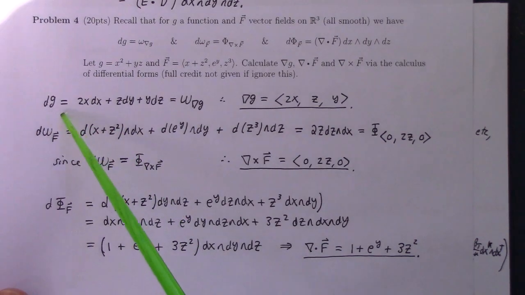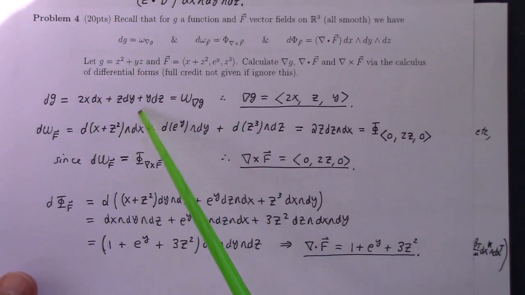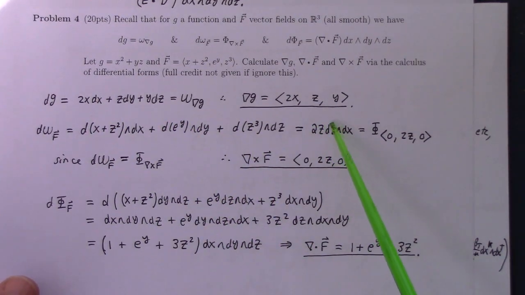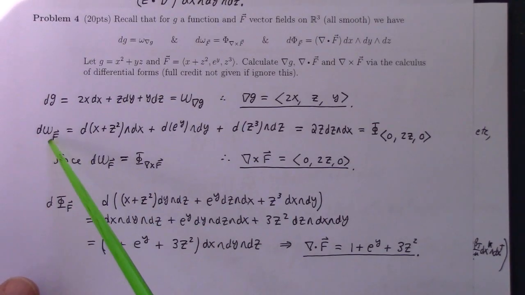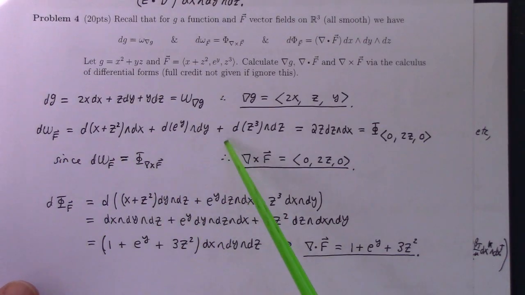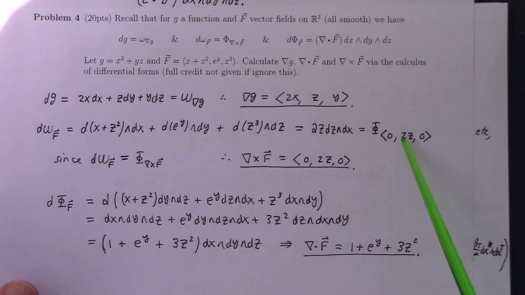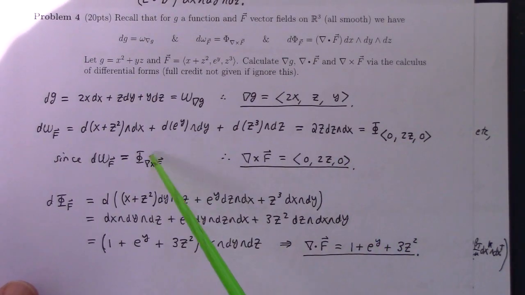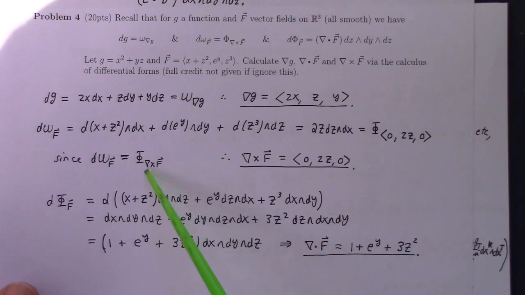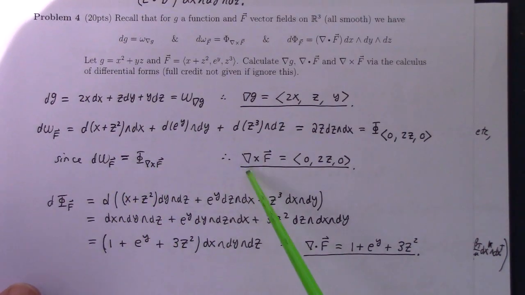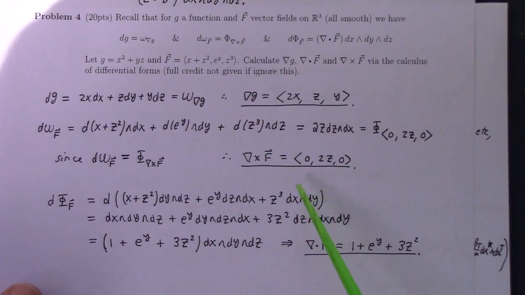Just exterior derivative, recognize that the components here of the gradient are 2x, z, and y, and the exterior derivative of the work form, we recognize that there is just a y component of 2z, and of course the meaning is that's the curl of the vector field f, because we have this general identity, so we can, by comparison, see that that's the curl.